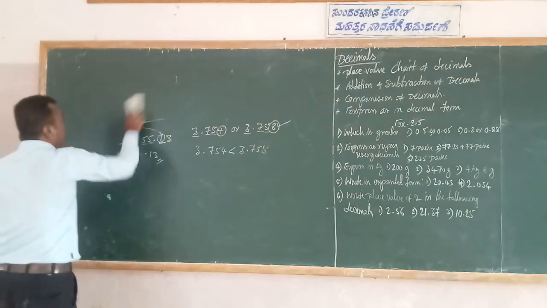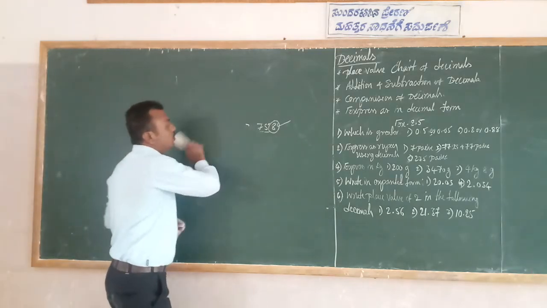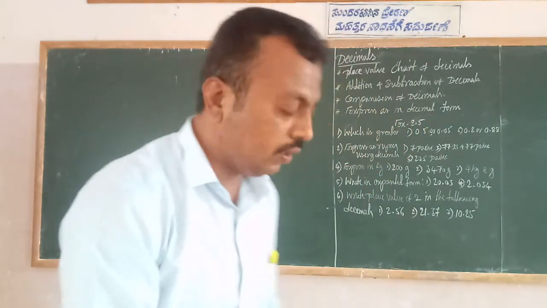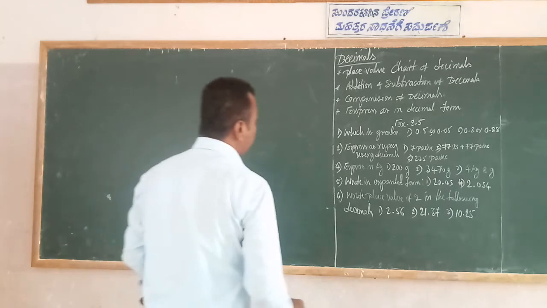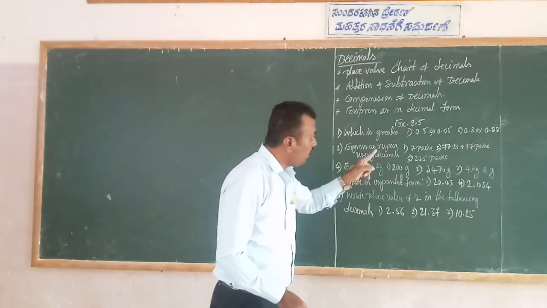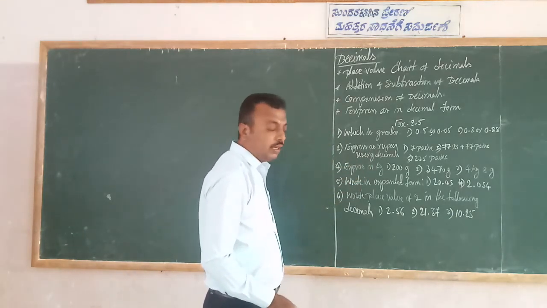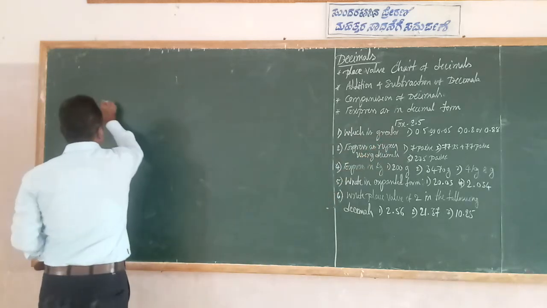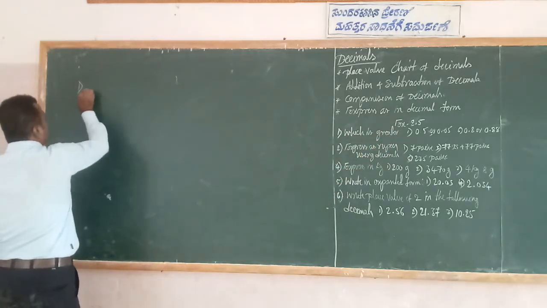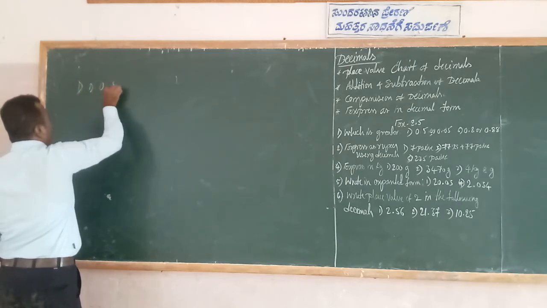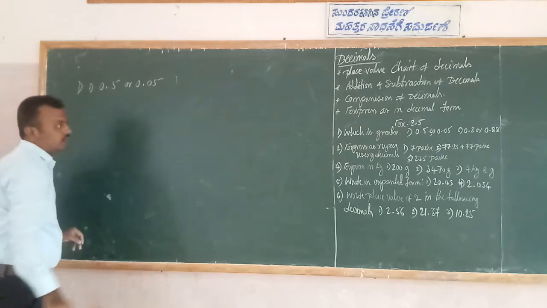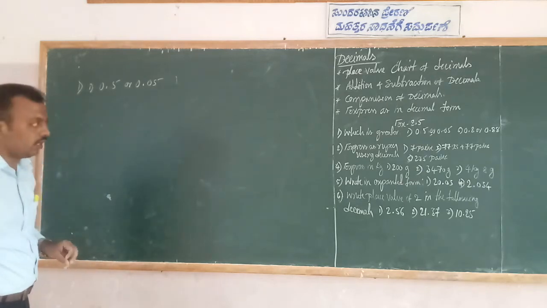Next, students, express as a decimal form is there. So I will go directly to the exercise problems. I will show in that exercise only. Okay? So exercise 2.5 is there. In that, which is greater, 0.5 or 0.05. Now I will show it. See the first one, 0.5 or 0.05 is there.